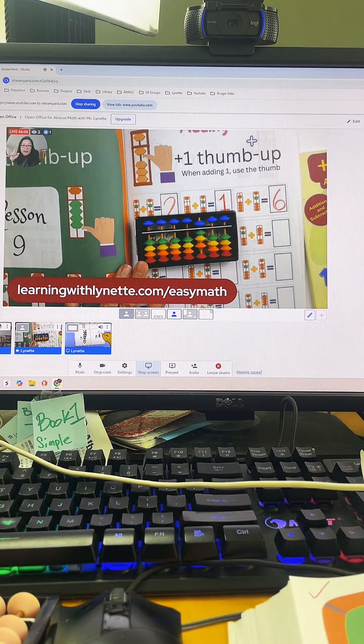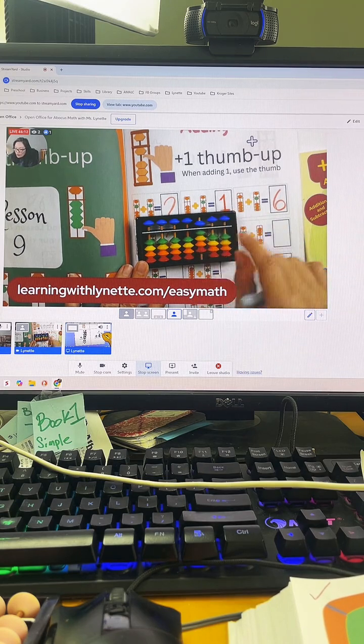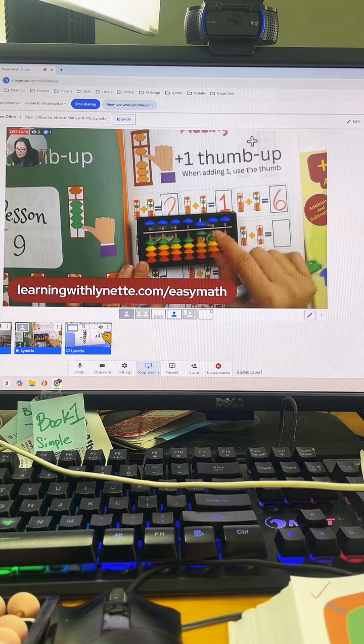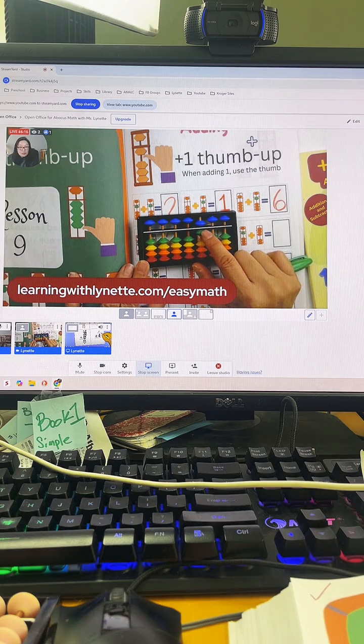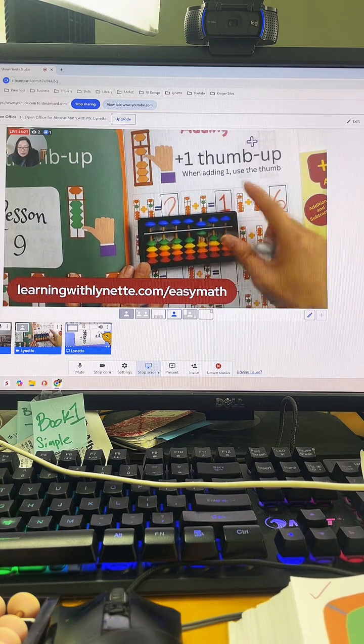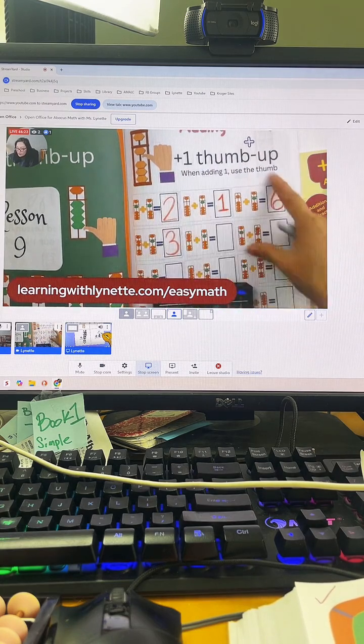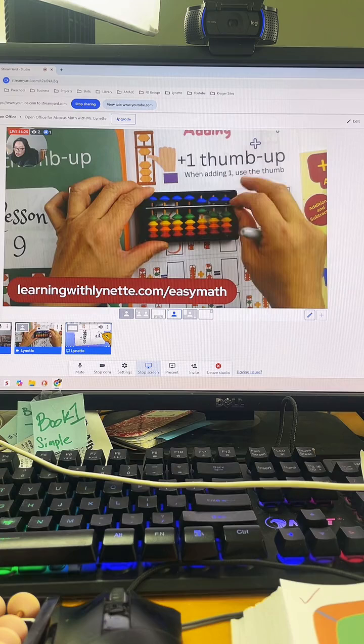So here we do +1. When we add 1, if I have 7, I only need to add 1. If I want to take away, I could take away this 1 bead. I wanted to make this abacus class simple and easy to understand, and quick for the kids to get and understand. So, okay, we're at 45.